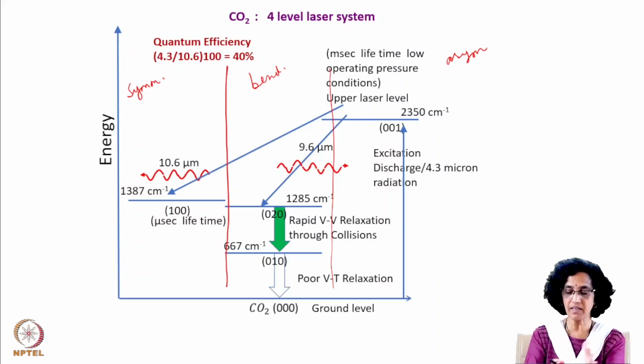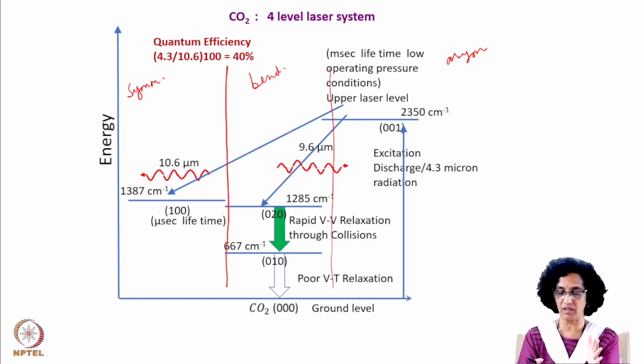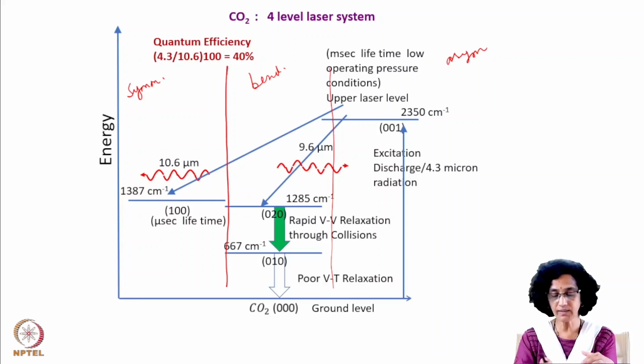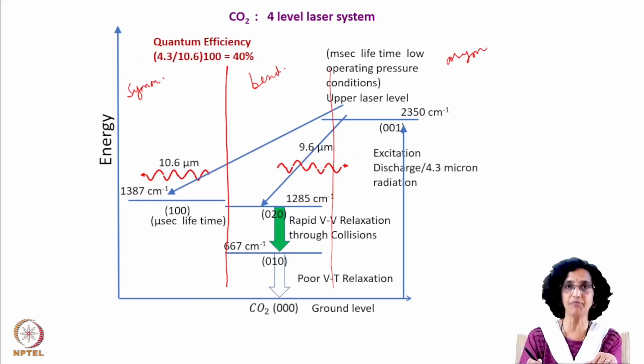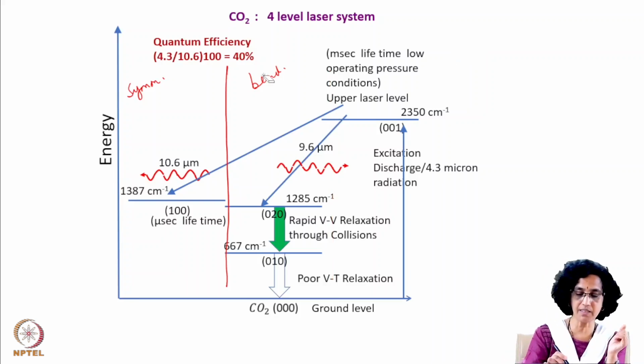So these are basically the three vibrational ladders that a CO2 molecule has, and all these three participate in the lasing process. So I have just demarcated them for your understanding. Let us not make it clumsier, so I will remove it.